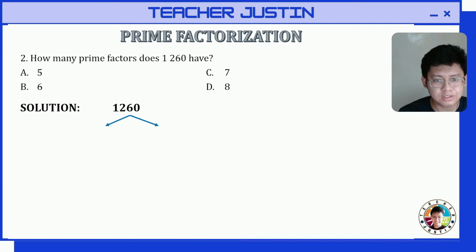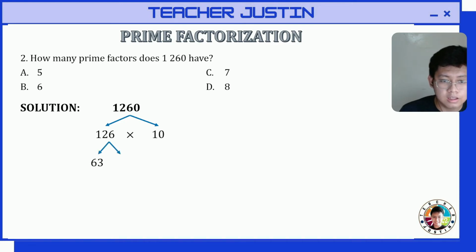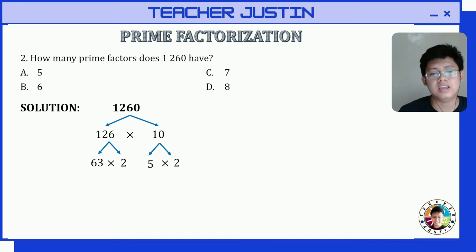So, one of the factors are 126 and 10. So, 126 times 10. So, tingnan natin kung pwede pa silang i-factor. Okay. So, si 126, meron siyang factors na 63 times 2. Si 10 naman, ang factors niya ay 5 times 2. Okay. So, si 5 at si 2, prime numbers na yan. So, hindi na natin sila ifa-factor. Si 63 naman, ang factors niya ay 9 times 7.